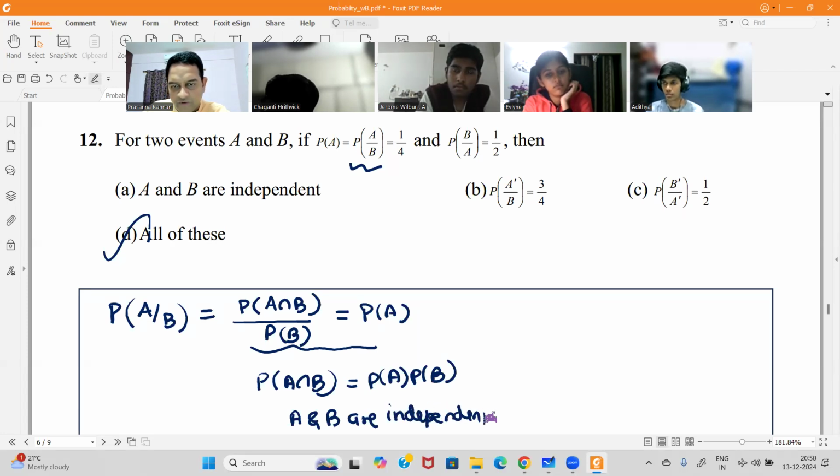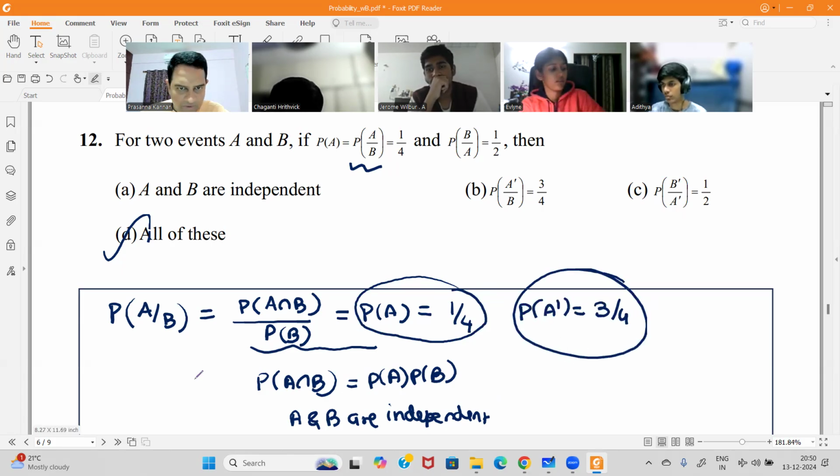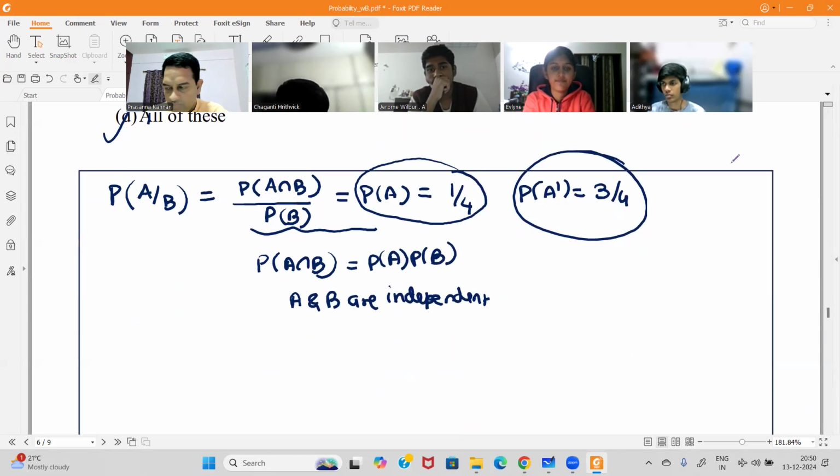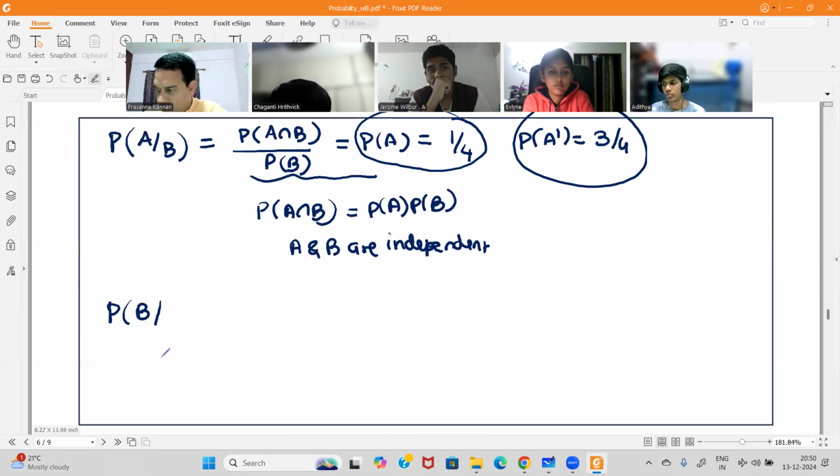Okay. So P of A is equal to what? 1 by 4 given, correct? Yes, sir. So what will be P of A bar? 3 by 4. Correct, right? Now, going by the same argument, what is given? P of B given A is given to be half.